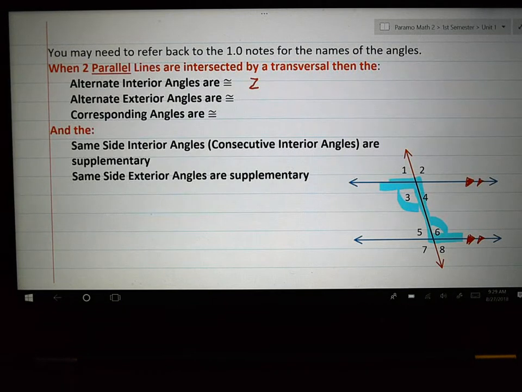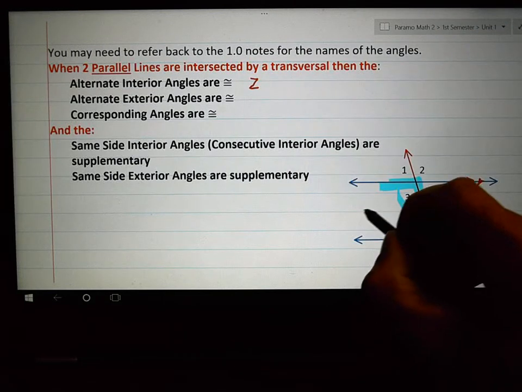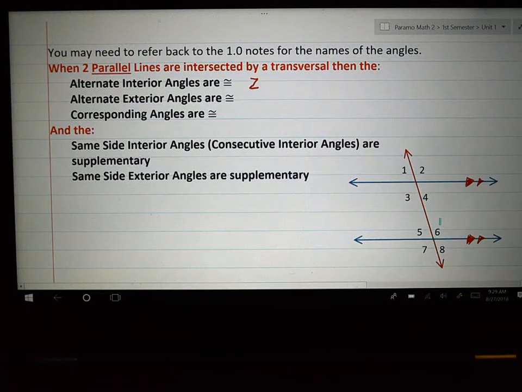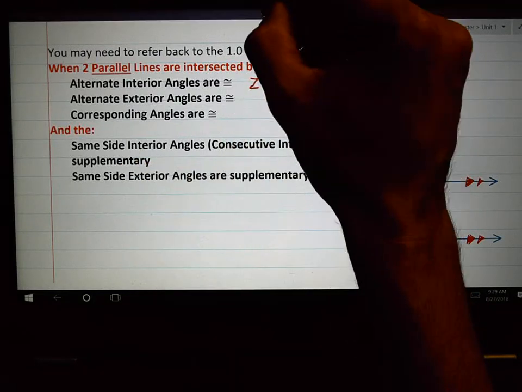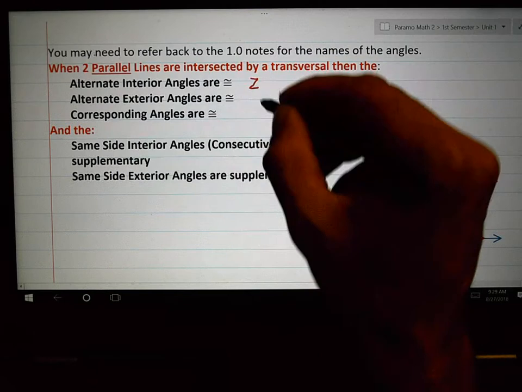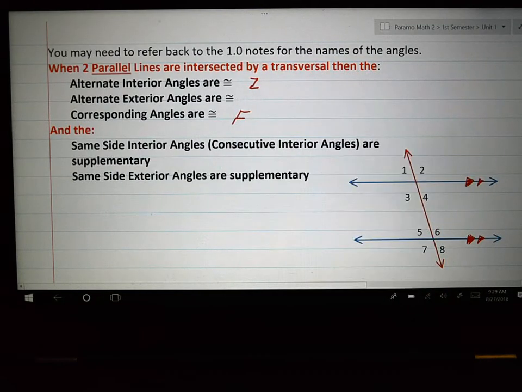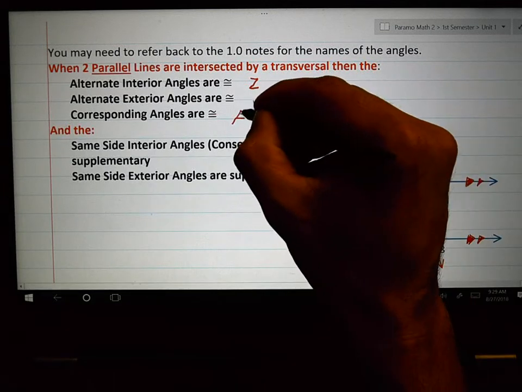We use this one a lot. We also use the corresponding angles a lot. Let me erase these highlighting things that I did. The alternate exterior angles we don't use a lot, but the corresponding angles we do use a lot, and the corresponding angles look like F's. And the F's are the ones on the inside of the F.